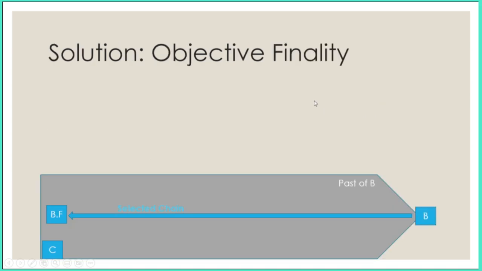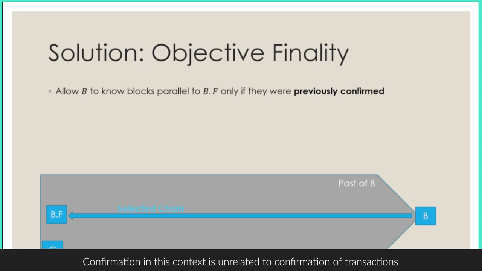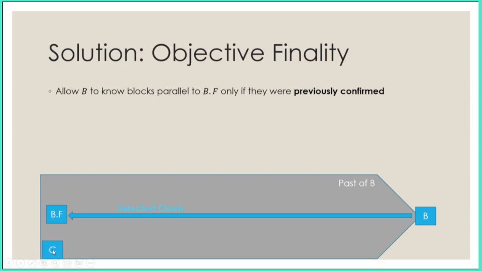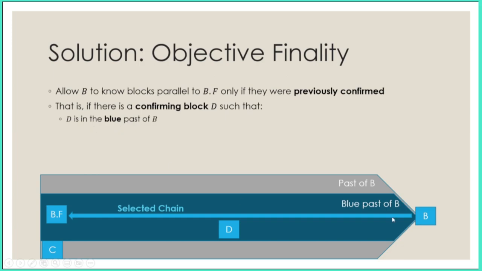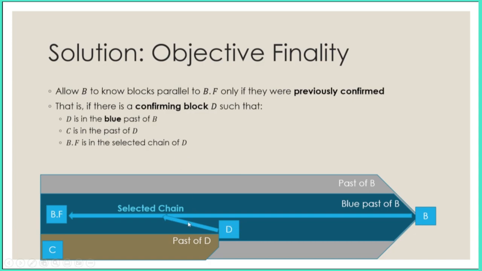So I'm going to say the rule. It's complicated. I don't think it's reasonable to completely understand why that's the rule, but I'll try to give some intuition anyway. So the intuition is that we allow this kind of thing only if there is some block in the way between B and C, which already confirmed C, which already testified that C is fine from its point of view. What I mean by this: it's called the confirmed block D, and it has to satisfy preconditions. First, it has to be in the blue past of B. B has to think that D is a blue block. Second is that D has to know C, which is obvious. This is the only obvious one. And now the tricky one is the selected chain of D has to go through BF.